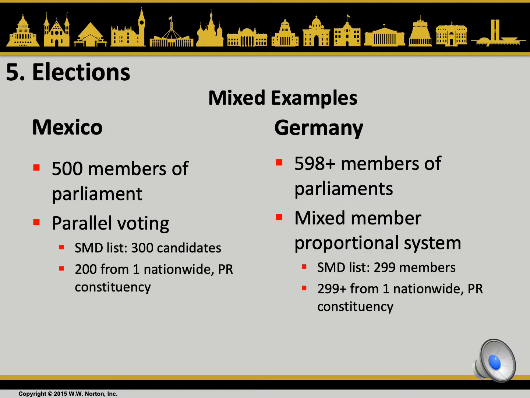Some countries combine both the single member district and the proportional representation systems to seat their parliaments. You can see Mexico and Germany are two examples. Germany is a little bit complicated, but we'll study that later in the course.